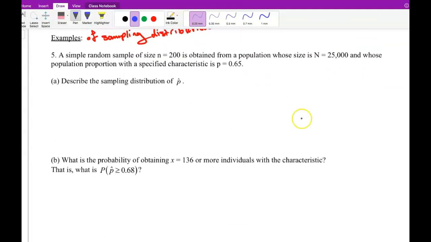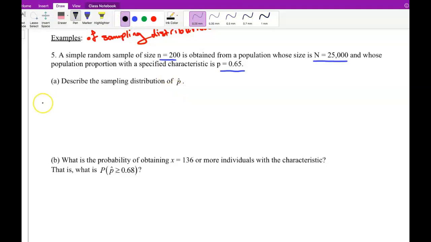Okay, example. A random sample of size n equals 200 is obtained from a population of size 25,000, and the population proportion is 0.65. Now, part A, describe the sampling distribution of the sample proportion. So here again, we need to follow all those 3 steps.